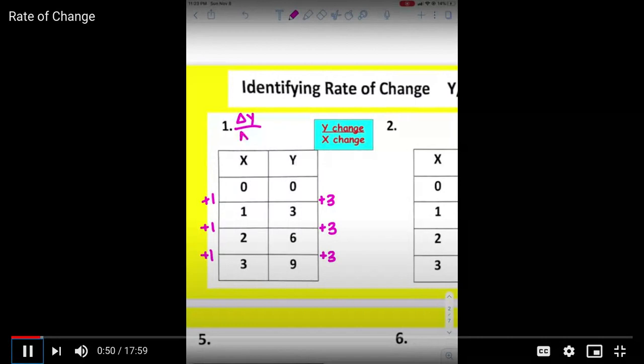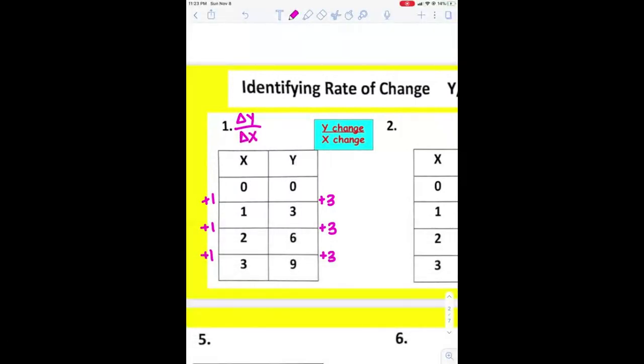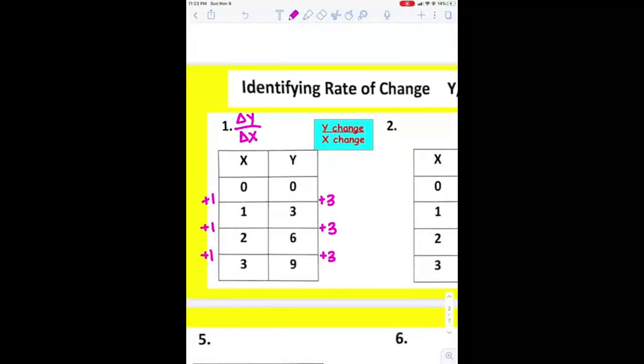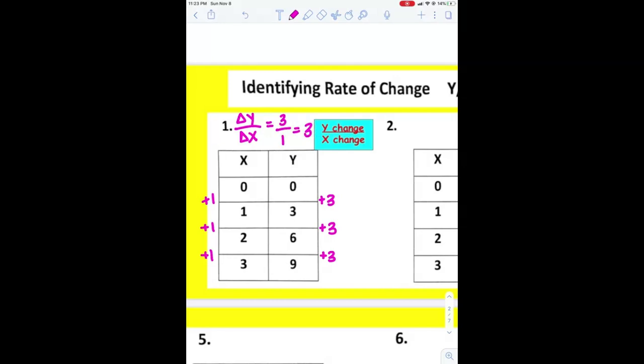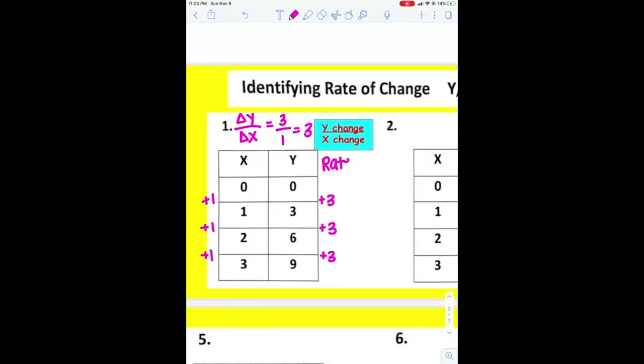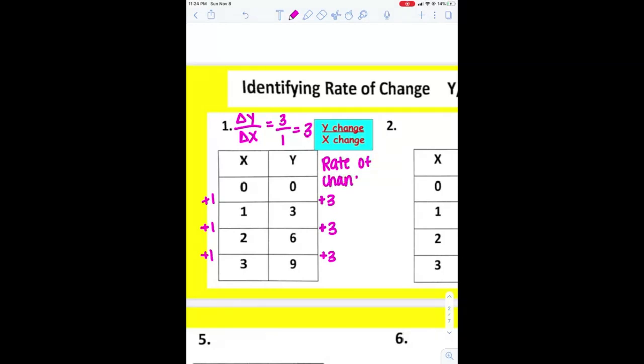So I take my change in y over my change in x, which my y changes by positive 3 each time, and my x changes by positive 1. So positive 3 divided by positive 1 is positive 3. So my rate of change is 3.